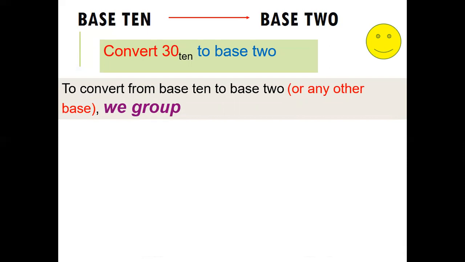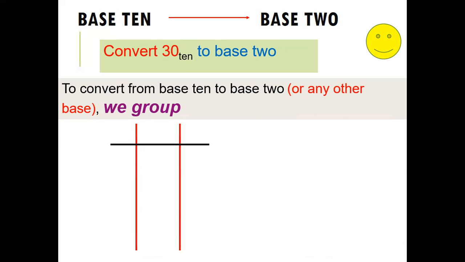You group, okay? So how do we do this grouping I'm talking about? We group using the particular base we're going to. So if you're going to base 2, you group in 2s. If you're going to base probably 5, you group in 5s. Although that's for another class, but today we're focused on base 2. Now, let's start with 30.